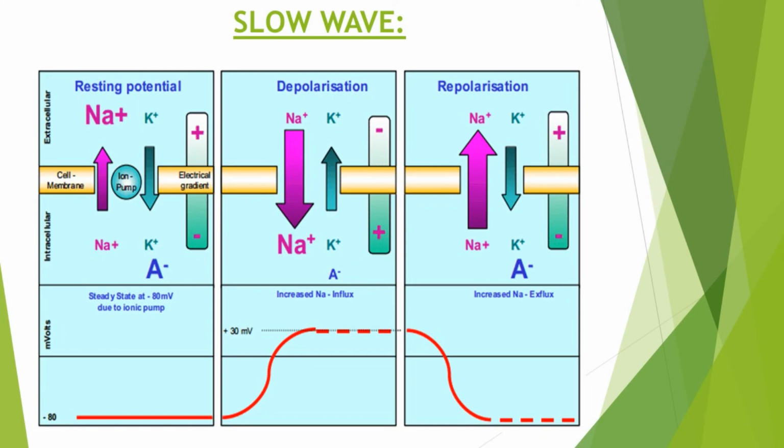These fluctuating potentials that are produced in the smooth muscles are known as slow waves, and they are not the action potential. Slow waves are not the action potential, and they don't produce contraction in the smooth muscle. Now I am going to discuss the production of action potential.